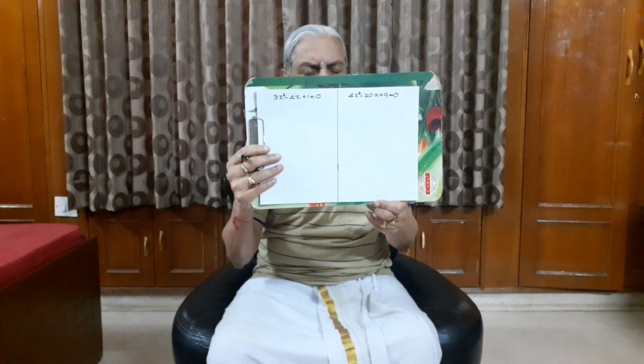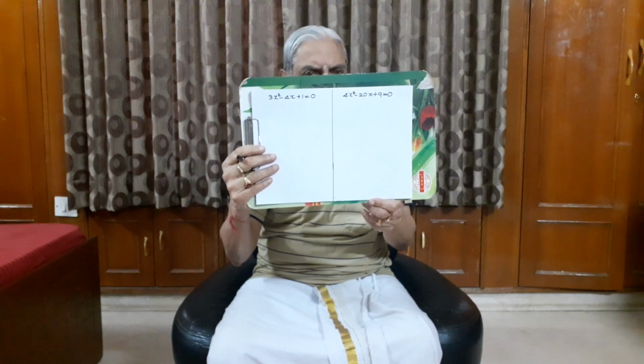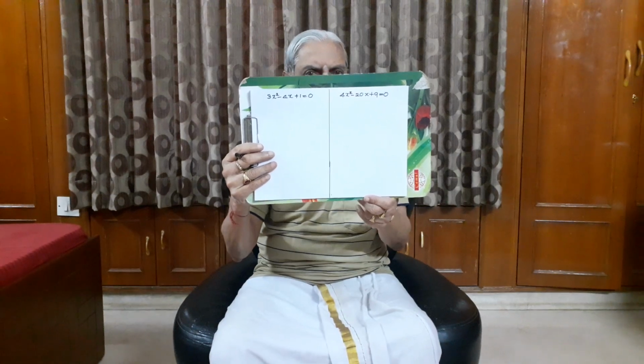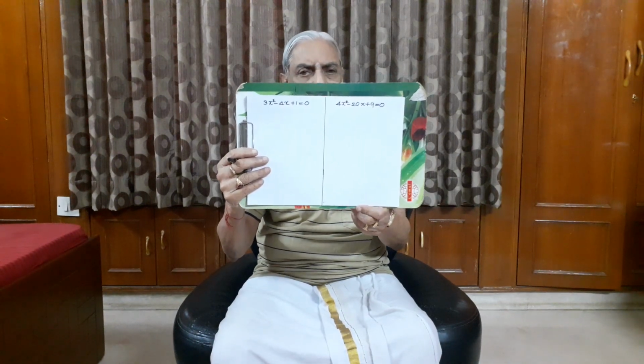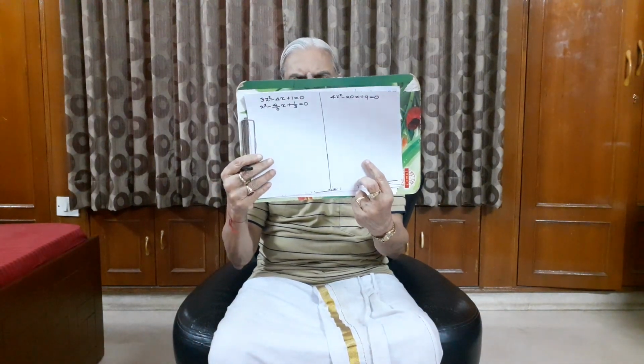3x squared minus 4x plus 1 equals 0. What is the first step? You have to divide the entire equation by 3. Why? The coefficient of x squared should be 1. So divide it throughout. What happened? x squared minus 4 by 3 of x plus 1 by 3, 1 means 1 by 3. That's equal to 0. Every term by 3. Every term I have divided by 3.